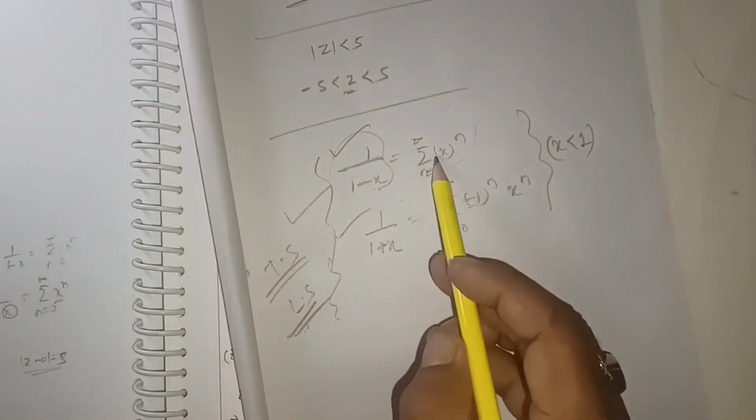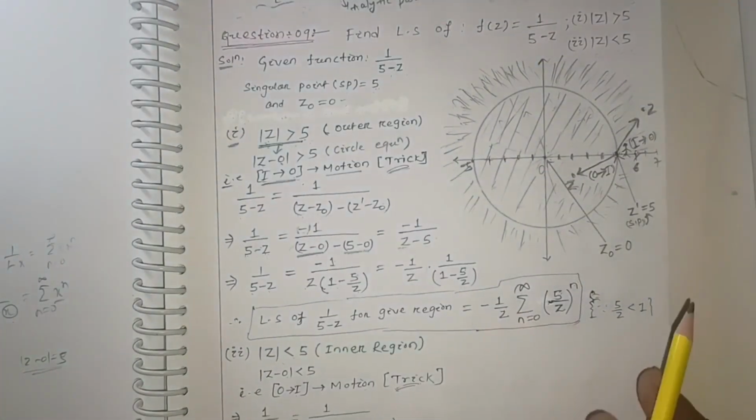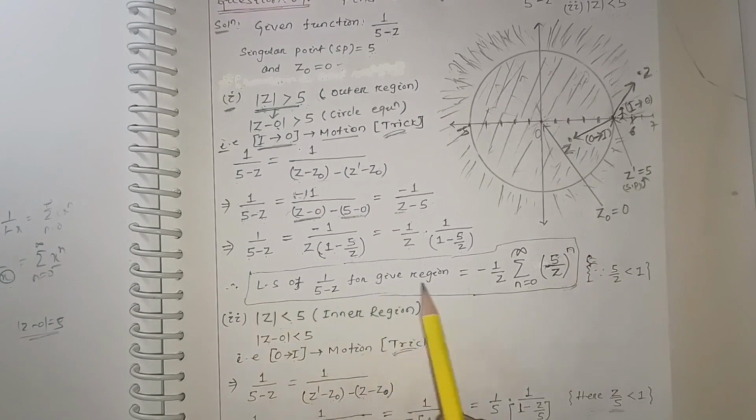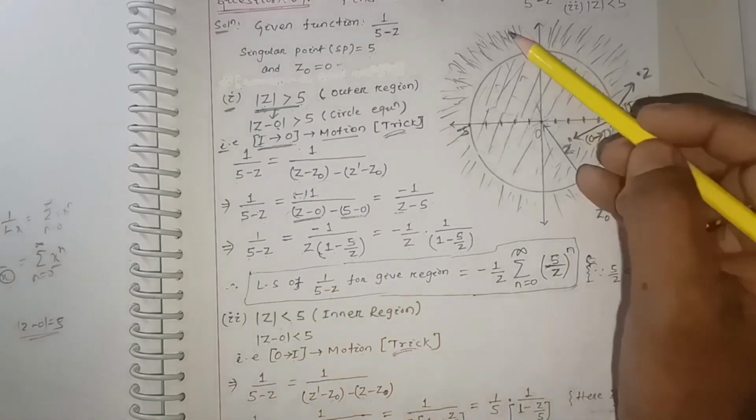1 by 1 minus x means x to the power n. So instead of x, what do we have to write? 5 by z to the power n. So this is the Laurent series of the function 1 by 5 minus z in the given region, that means for the outer region.